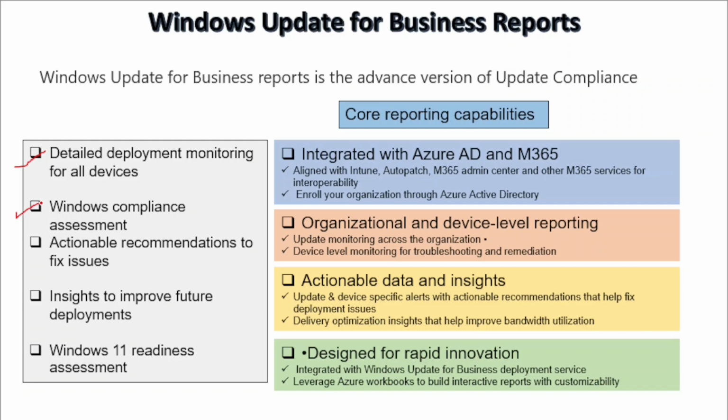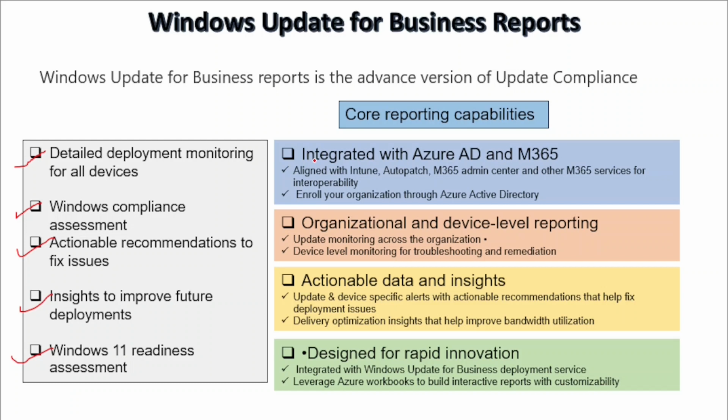Windows Update for Business Reports is providing actionable recommendations to fix the update as well as device related issues. It is also providing insights and details of devices as well as updates, which will help us to improve future deployments. So Windows Update for Business Reports plays a very important role in providing the Windows 11 readiness assessment report, based on which we can plan the Windows update rollout in the production environment.